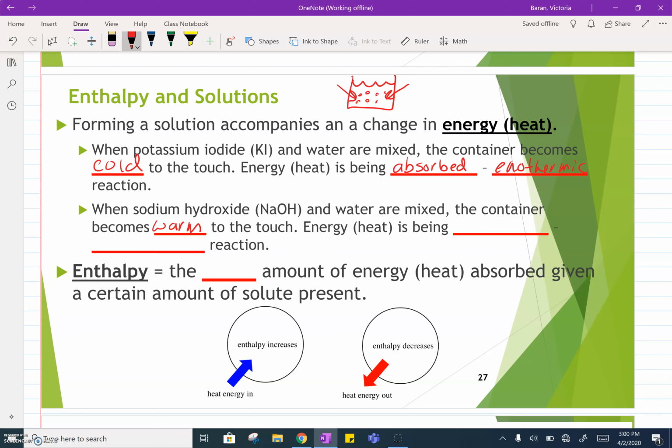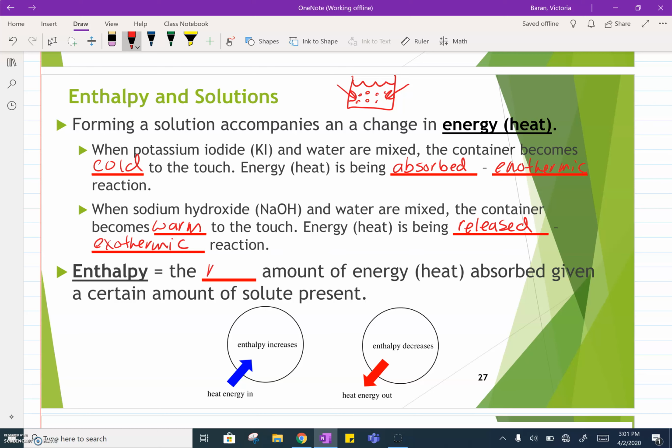Now, whether or not you feel that warmth or that cold, in terms of a really large temperature change, that just depends on how much of that substance you added and, of course, what type of substance it is. In this situation, energy or heat is actually being released from that reaction, and we call this an exothermic reaction.